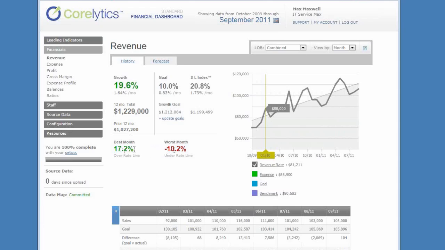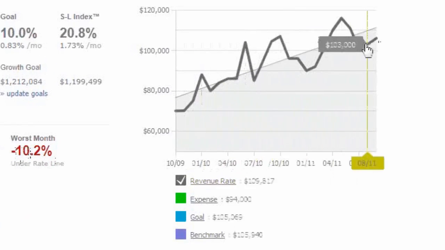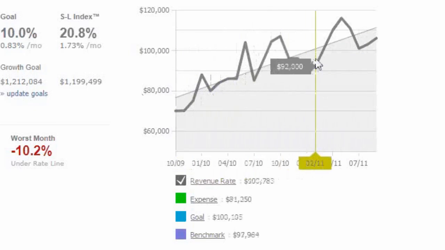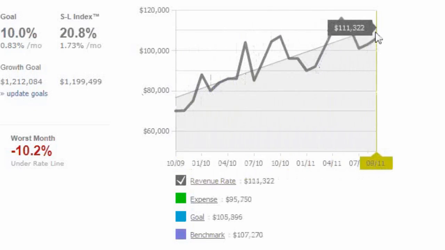This is just an indication of the range of over and under this rate line. The rate line here is the trend line for revenue. So in general, our revenue is trending up. We're making more money month by month.